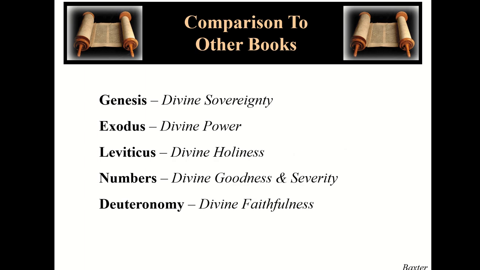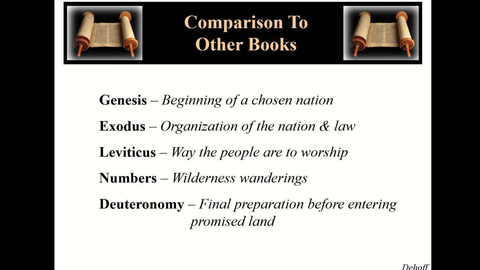Again, Baxter gives this comparison. Genesis deals with divine sovereignty. Exodus, divine power. Leviticus, divine holiness. Numbers, divine goodness and severity. And Deuteronomy, divine faithfulness. God brought them to the land. He'll take them into the land, and he emphasizes his faithfulness to them.